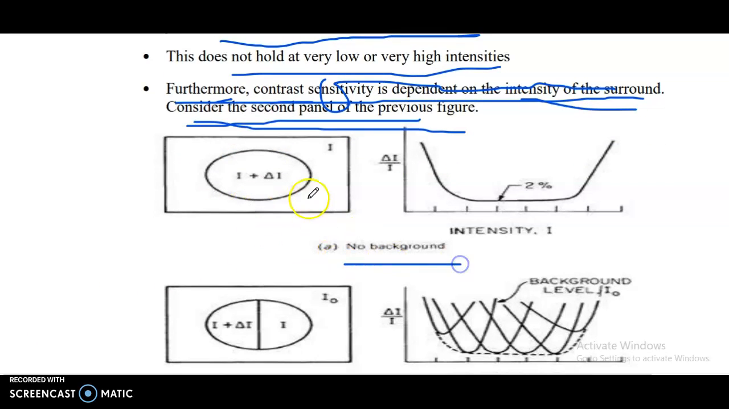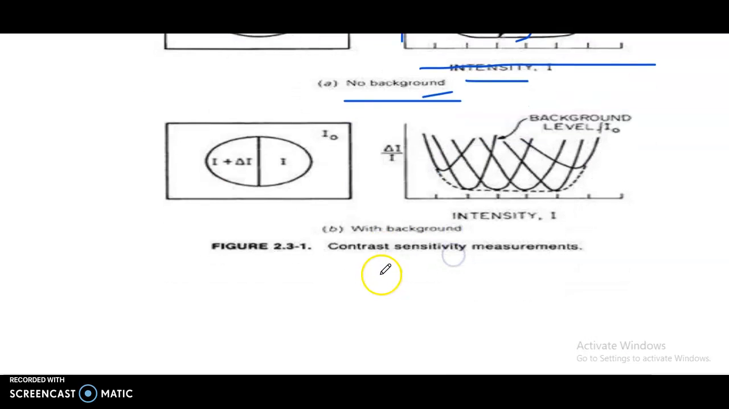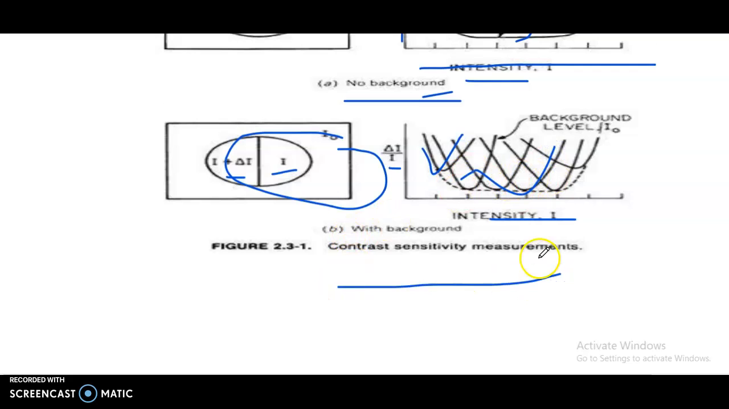Here, no background: I plus delta I, delta I divided by I, intensity I. With the background, I plus delta I, background level I0, like this. Contrast sensitivity measurements.